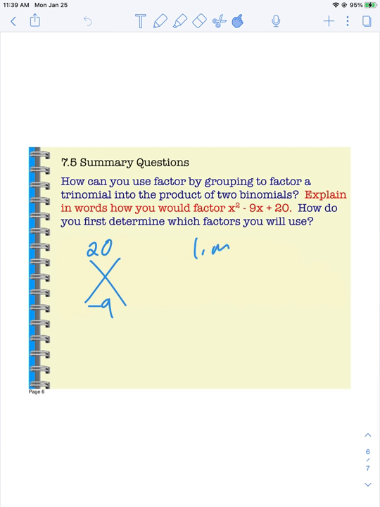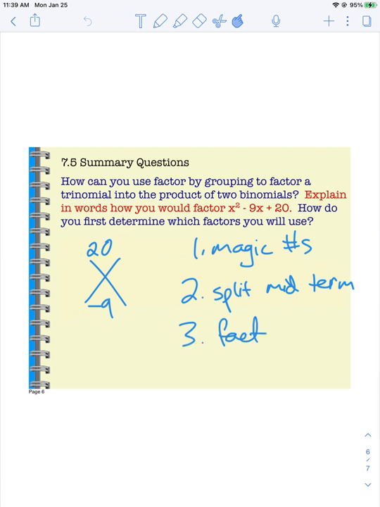So step 1 is magic numbers. And then step 2 is to split the middle term. And then step 3 is to factor by grouping. So how would you determine which factors you use? Well, you use magic numbers. They need to multiply to the top and add to the bottom.